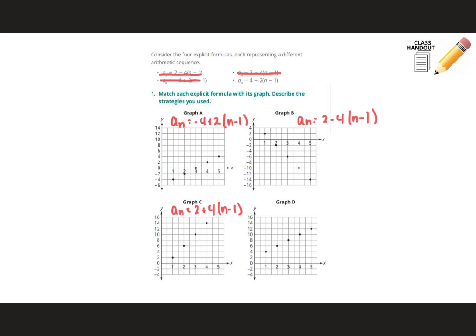Which means that graph D should be this last equation, but let's just double check. Starting point of 4, so that works. My common difference is positive 2, so that looks to work as well. So an equals 4 plus 2 times n minus 1. So in terms of what strategies we're using, we're kind of looking at the starting point and the common difference.